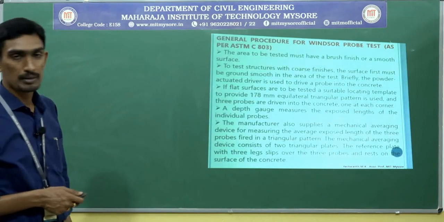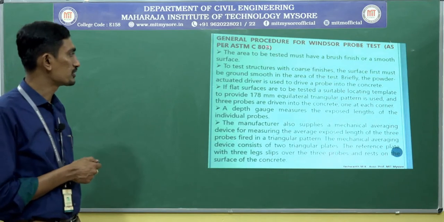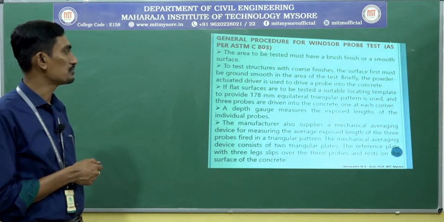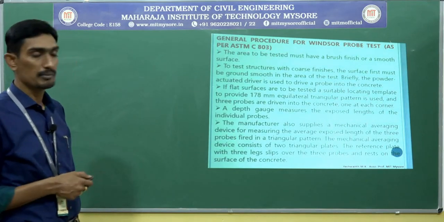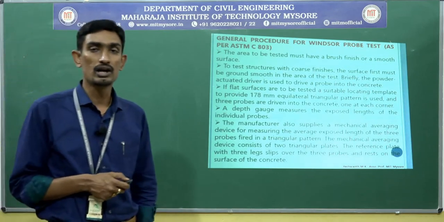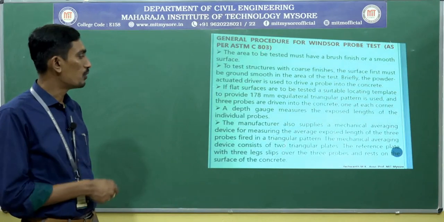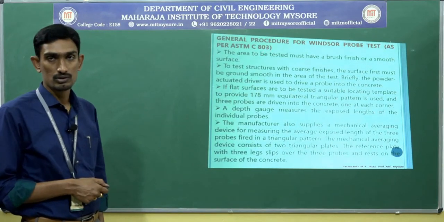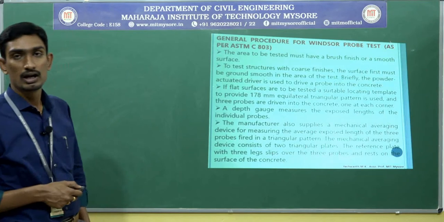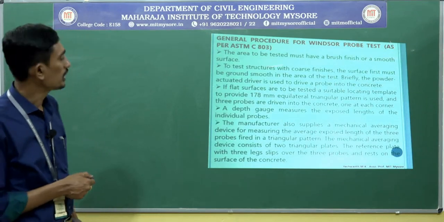Now let us get into the step-by-step procedure. This procedure is as per ASTM C803. ASTM means American Society for Testing and Materials. This particular testing code gives the procedure they are going to follow. So this is the procedure given by the American code. Let us see that.